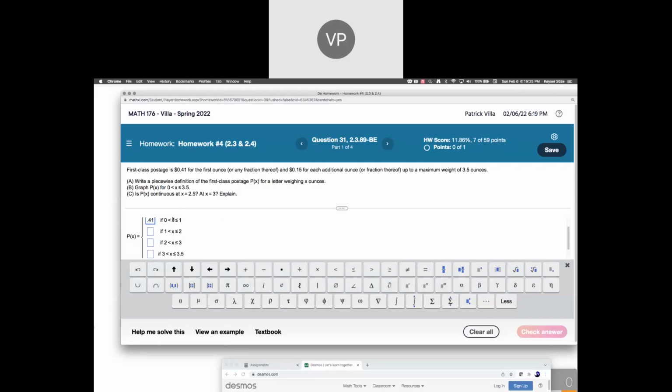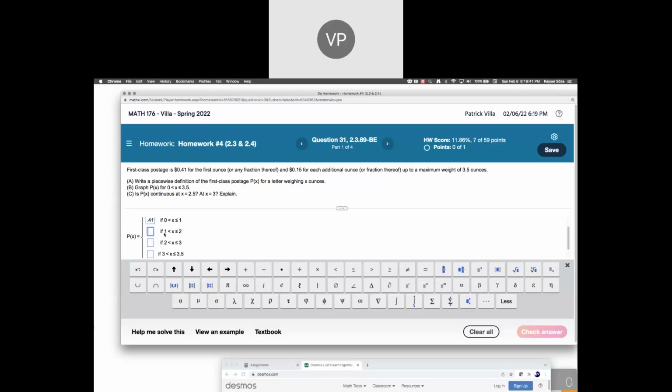Now, if it's 1 ounce, it's 0.41. If it's 0.5, it's going to be 0.41. If it's 0.9, it's going to be 0.41. Notice there's no variable in here. It's a constant 41 cents, no matter how much it is.